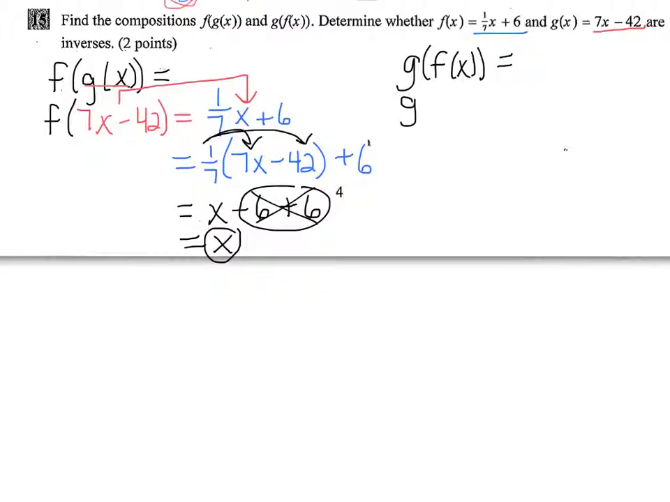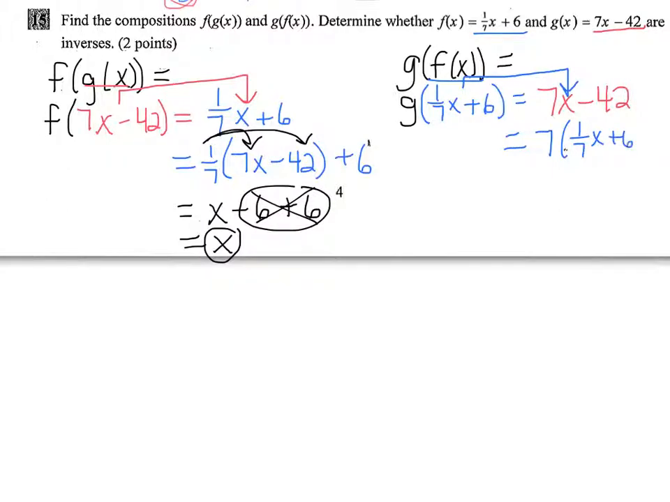So into the g function, we're going to plug the f function. So it will be g of 1/7 x plus 6. We have to plug that into the g function, which is 7x minus 42. So we'll take the blue part in parentheses and plug it in right there for that x. So we have the 7, and now in parentheses we're going to have 1/7x plus 6, and then the minus 42.